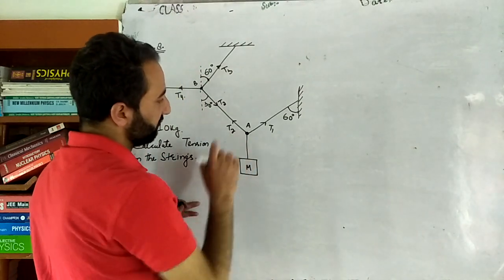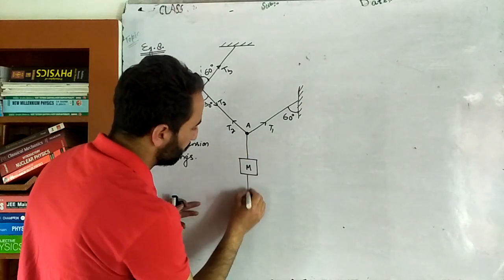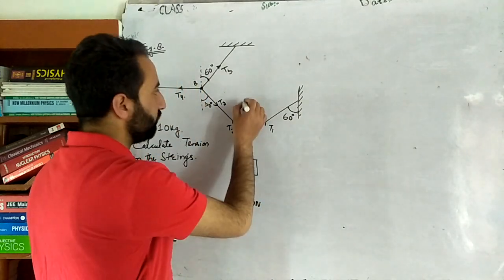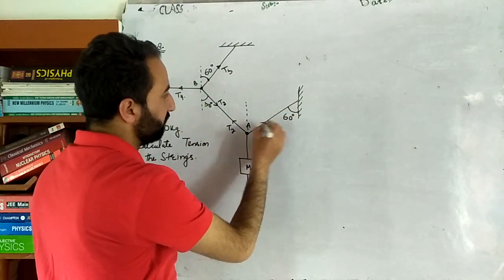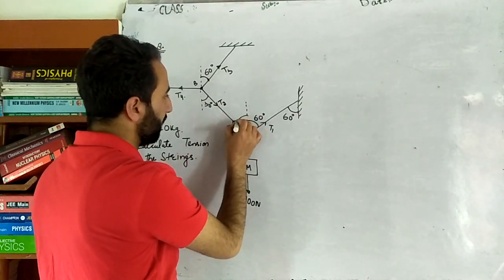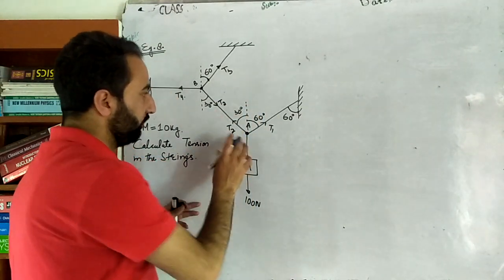Okay. So first of all, let's construct the free body diagram for this. In this direction there is a force, and how much is there? That's equal to mg, which is equal to 100 Newton. Okay. So this angle is how much? 60. So this means this angle must also be equal to 60. This is 30, so this angle is also 30. Okay, son?